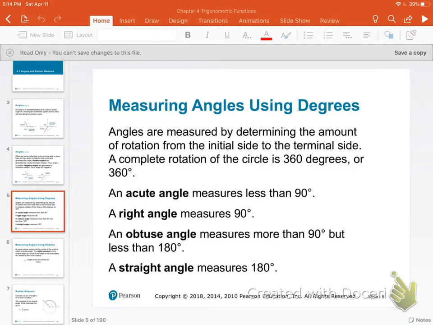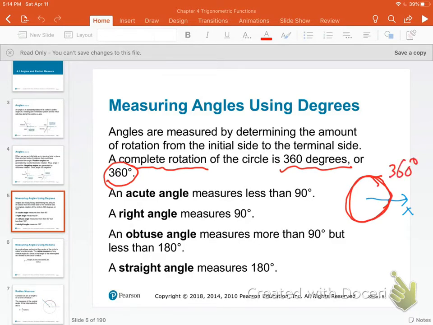We have two ways to measure angles. The first way is degree measure. If we use degree measure, a complete rotation is 360 degrees. This is our initial side, the positive x-axis, and this way is the positive direction. You go around once, and this is 360.